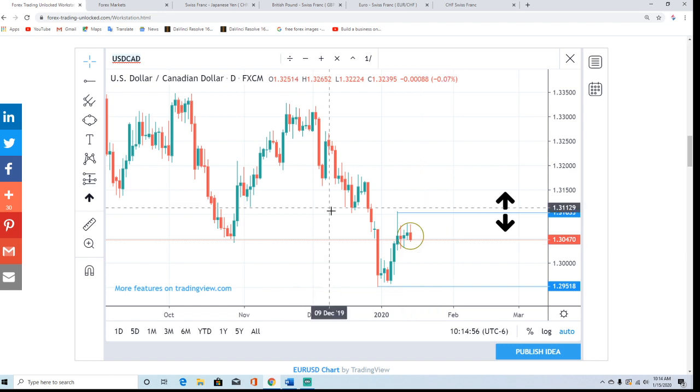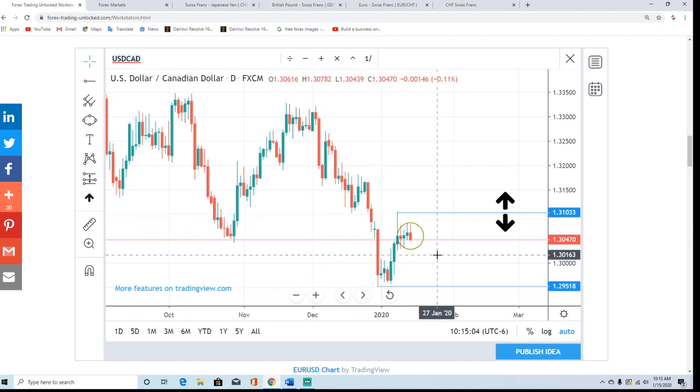So not really any Canadian numbers coming out. All the numbers that we looked at are for Europe and for the US. So probably going to be a sideways to lower trade right now is the outlook for the US dollar Canada.